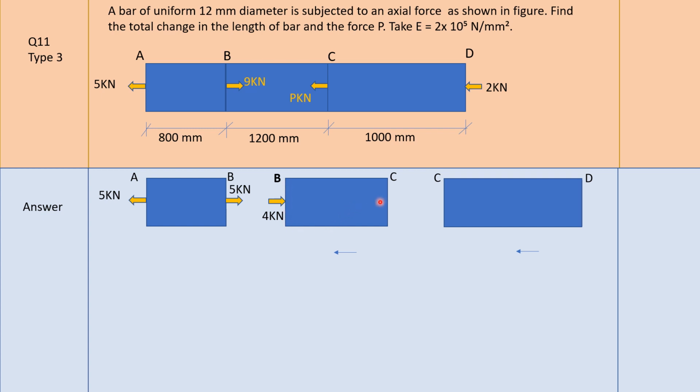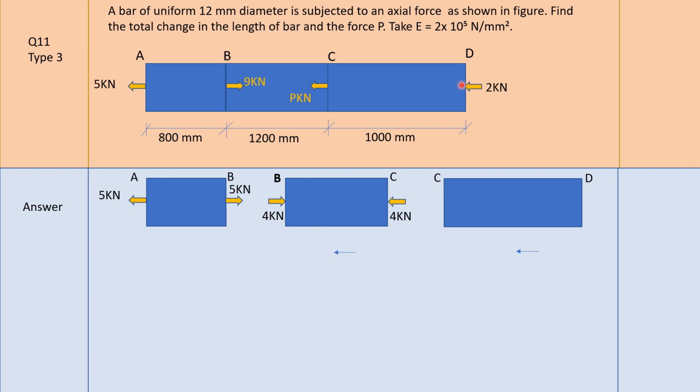So another balancing force of 4 kilonewton must act at C. Then only the body will be in equilibrium. The BC will be in equilibrium. So this is a pushing force of 4 kilonewton. So 4 kilonewton at C and this at B, they balance each other and BC is in equilibrium.